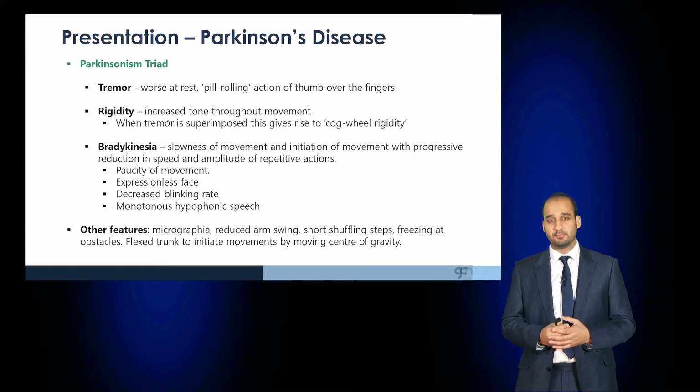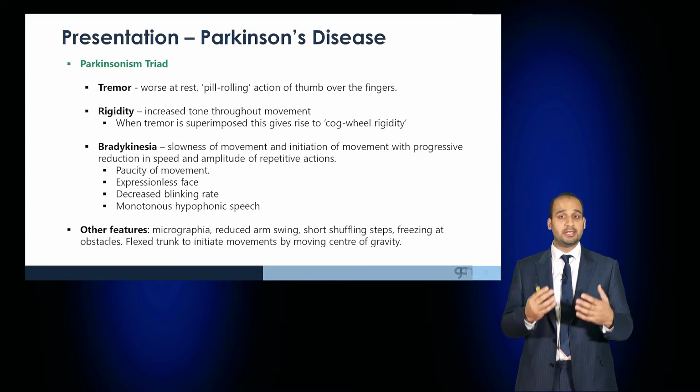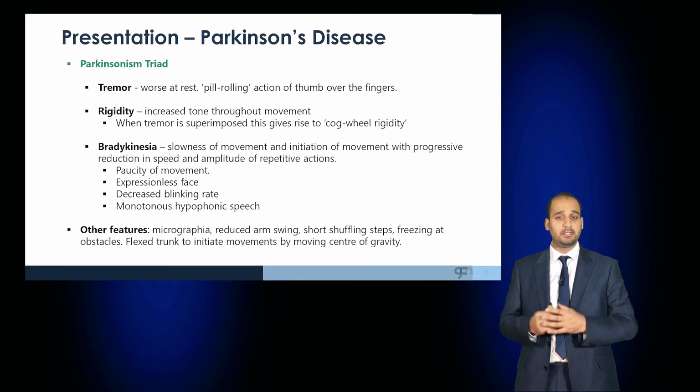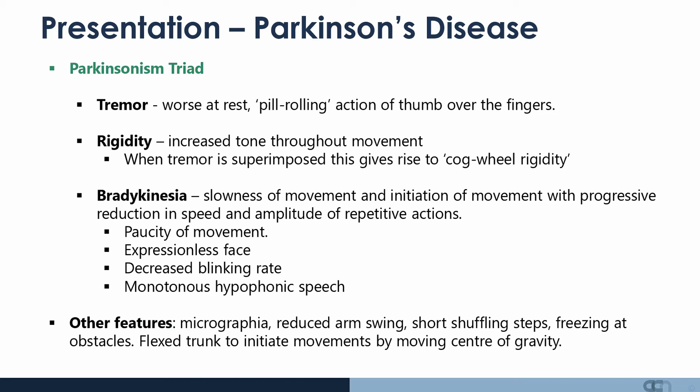Bradykinesia is a slowness of movement, particularly a slow initiation followed by progressive reduction in speed and amplitude of repetitive actions. There may be a paucity of movement, an expressionless face, decreased blinking, and a monotonous hyperphonic speech. Other features include micrographia. They may have a reduced arm swing when walking, exhibit small shuffling steps, freezing at obstacles, and they may have a flexed trunk which helps shift the center of gravity to facilitate movements.